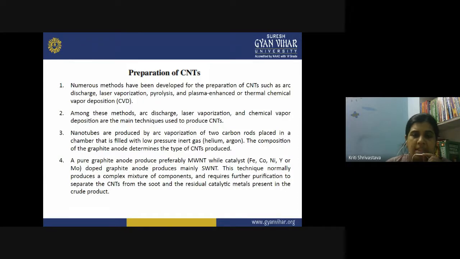Now from this technique, normally what happens? A complex mixture of components is produced, and then we require to purify and separate the specific CNTs from the soot. Soot is the deposited carbon, the carbon that is deposited from the inside of the chamber. That is the soot, S-O-O-T.